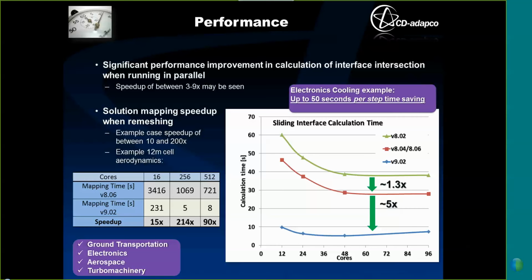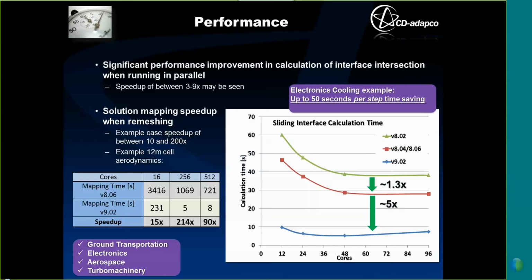We've also sped up the remapping of your solution to a new mesh. So if you have an existing mesh with an existing solution and you choose to modify your mesh and remesh, it's going to automatically map your old solution to your new mesh. We've managed to speed that up, in some cases, by over 200 times. So you should see a marked improvement in the time it takes to interpolate your solution from an old mesh to a new mesh in this case.